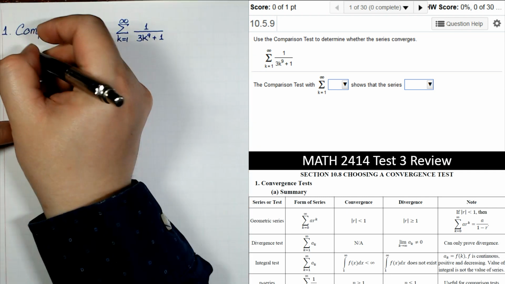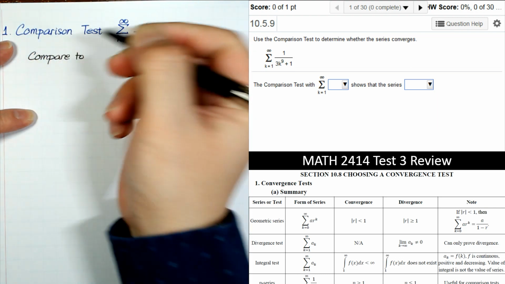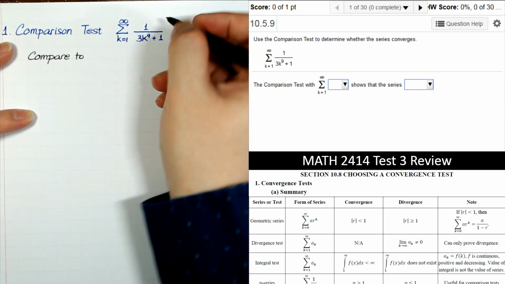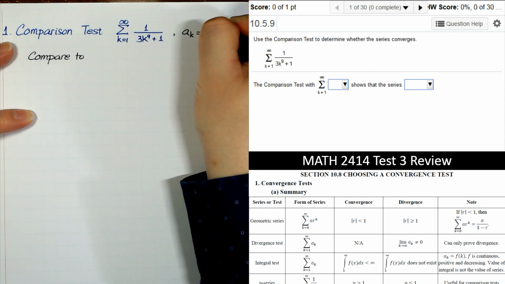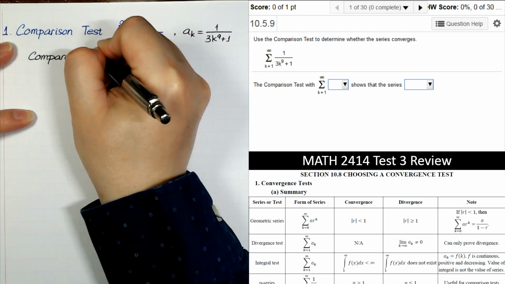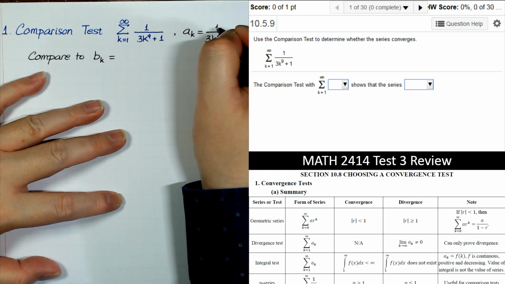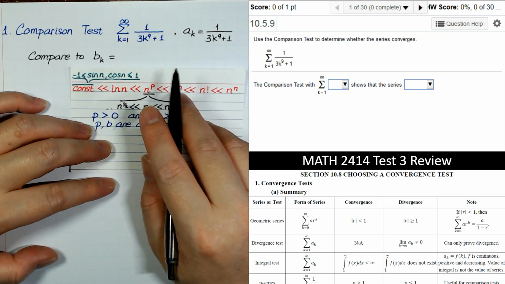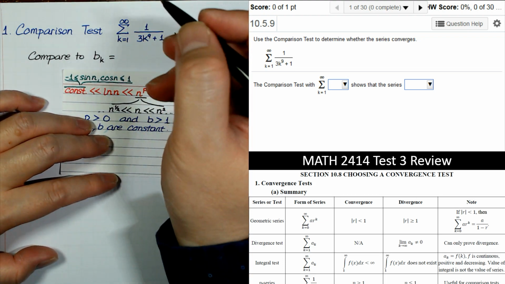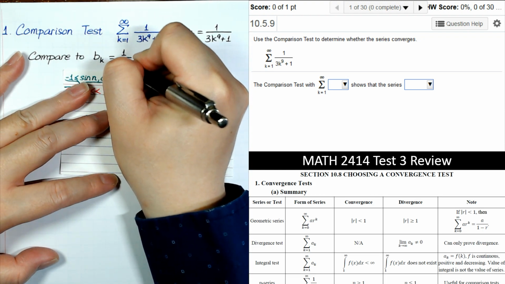So in this case, we'll compare to the series, and let's say this term is 1 over 3k to the 9 plus 1. Then for the b sub k, we will take the one with the highest power on the top and the highest power at the bottom, or the one with the highest ranking on the top and the one with the highest ranking at the bottom. So we just have 1 over 3k to the 9 power.